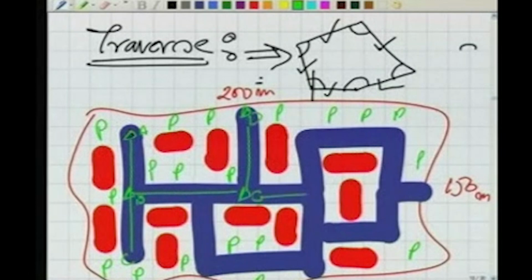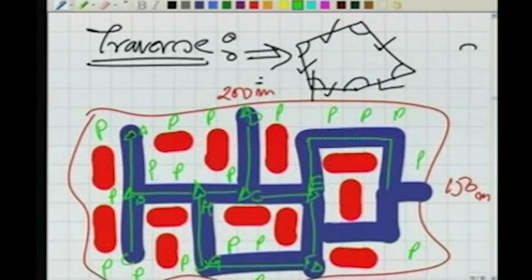From C again, I can go like this to E. Then again here to F. And here G, and maybe somewhere here again, that's also an intermediate one, H. Well, we can keep going like this and we can cover the entire area. But will it solve our purpose?